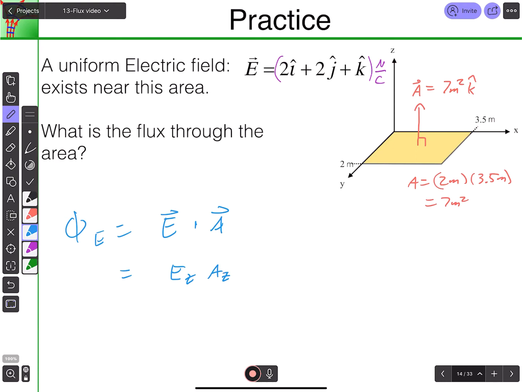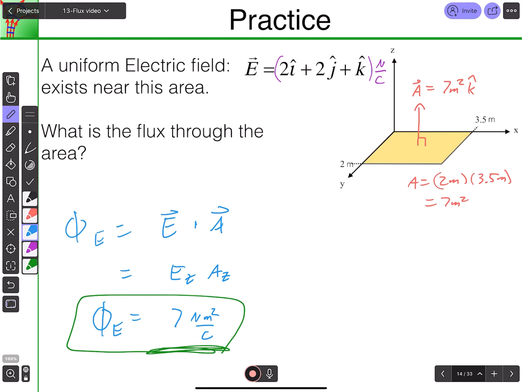The reason I'm taking this shortcut is that since A has no i and j components, the i component is 0, so I do 2 times 0. The j component for A is 0, so I do 2 times 0. But for the k component, I can do 1 times 7. So I end up with an electric flux of 7 newton meters squared per coulomb. And please note the answer for the flux in every case is just a number. It's a measurement, not a vector. It's just a measurement of how much electric field goes through that area.